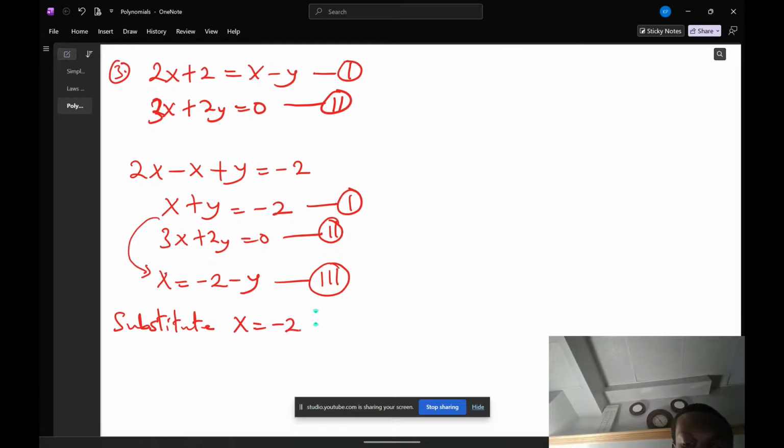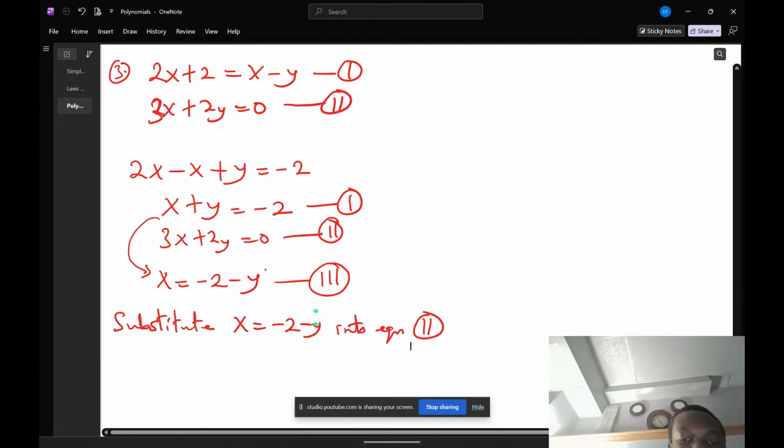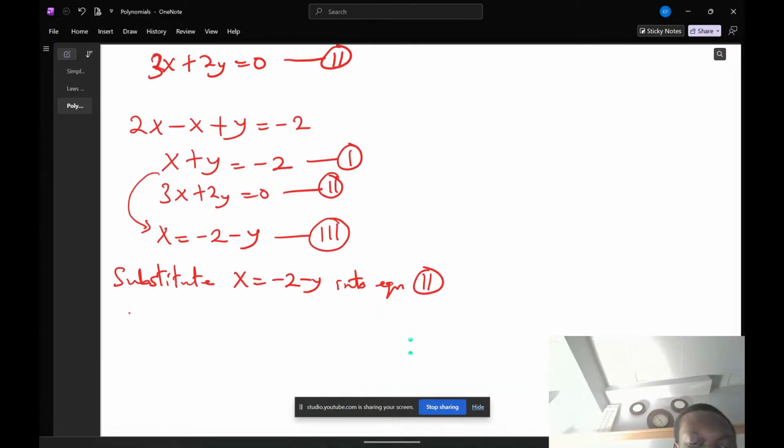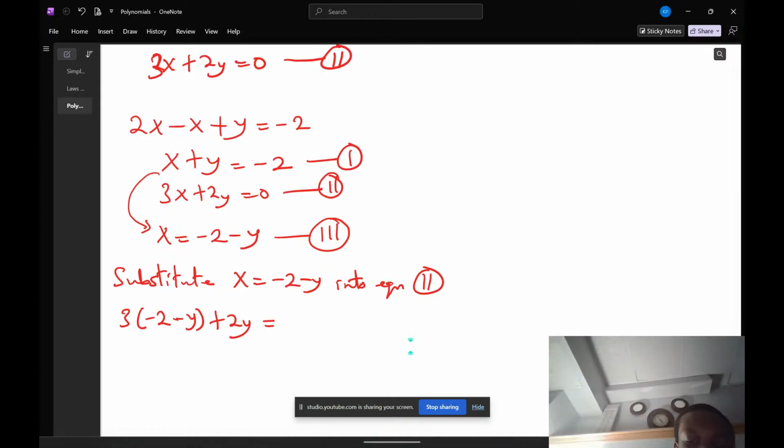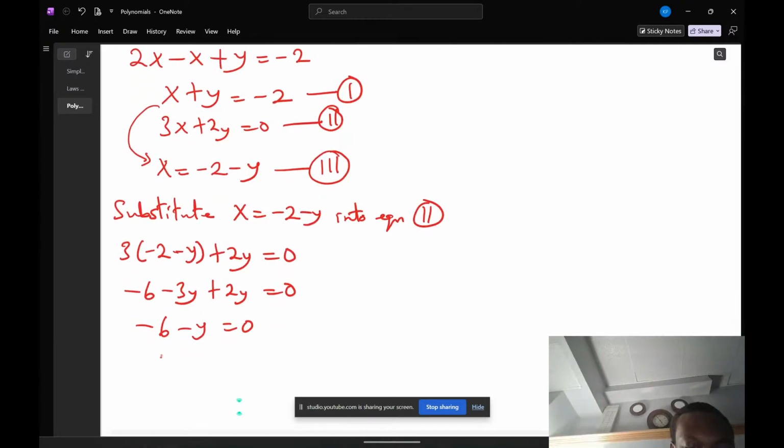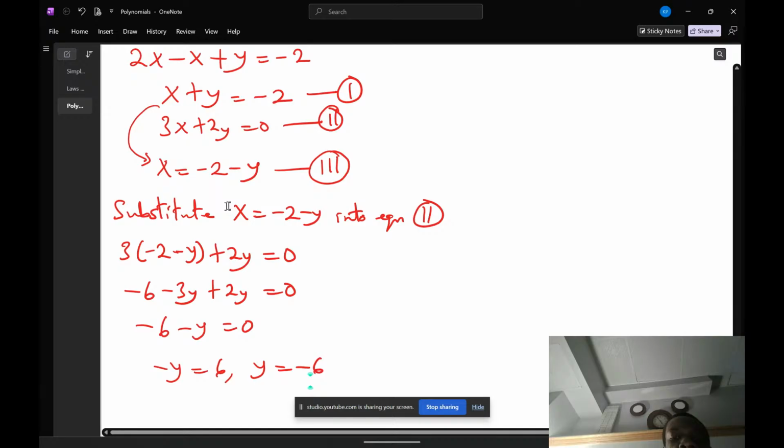Okay, so we can now substitute x equals minus 2 minus y into equation 2. If we do that, that will be 3 into minus 2 minus y plus 2y is equal to 0. So 3 times minus 2 is minus 6. 3 times minus y is minus 3y plus 2y is equal to 0. So minus 6 minus 3y plus 2y is minus y equals 0. Okay, so minus y is equal to 6. So that'll be y is equal to minus 6.